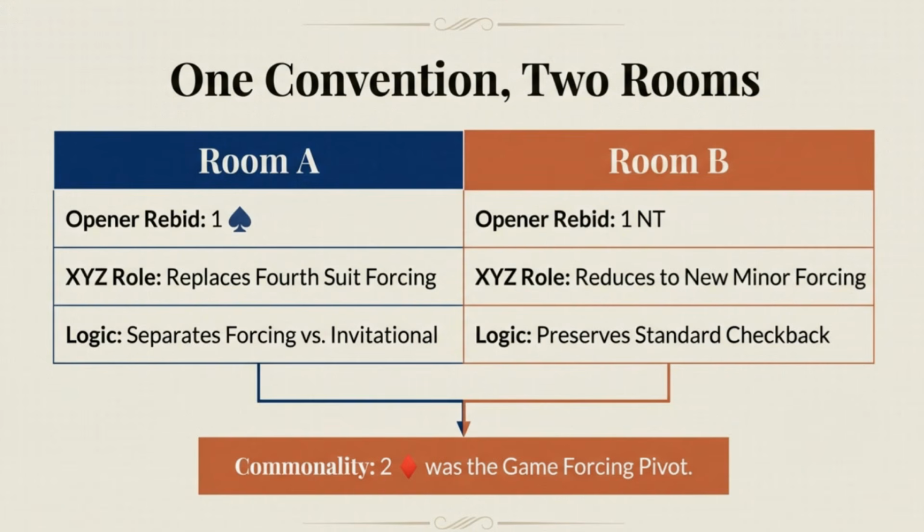All right, let's bring this all together. We saw two different tables play the same hand, get to the same contract, but they did it through two very different looking auctions. So what does that really tell us about the power of a convention like XYZ? Let's just lay it all out. In room A, opener rebid a suit, so XYZ stepped in to replace fourth suit forcing. Over in room B, opener rebid one no trump, and XYZ basically just became new minor forcing. But in both auctions, the philosophy underneath was exactly the same. Make a strength-based question that leads you smoothly and logically to the right contract.